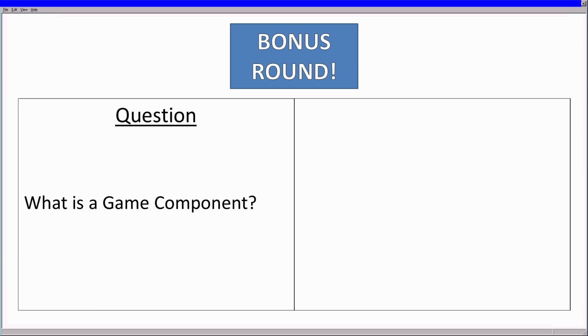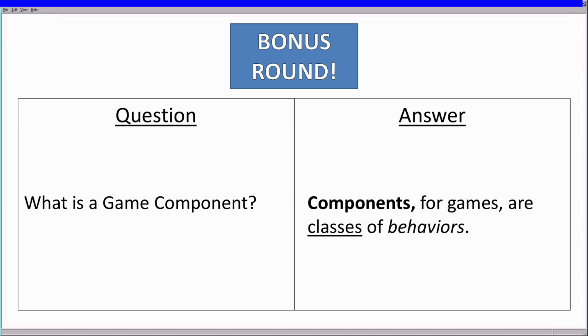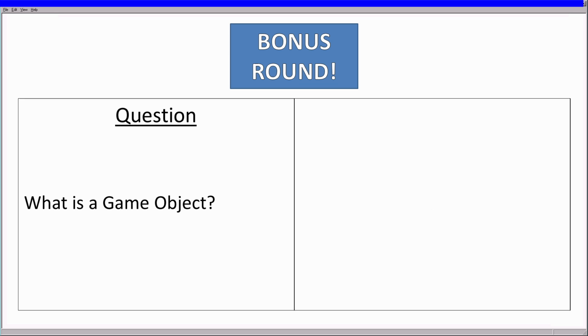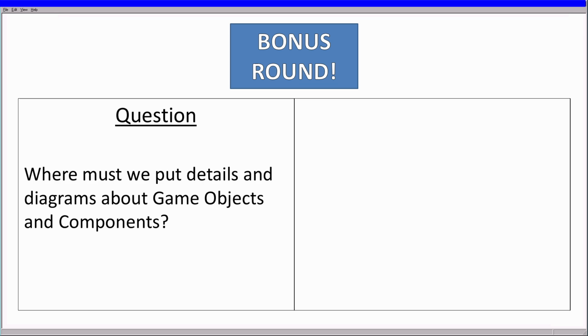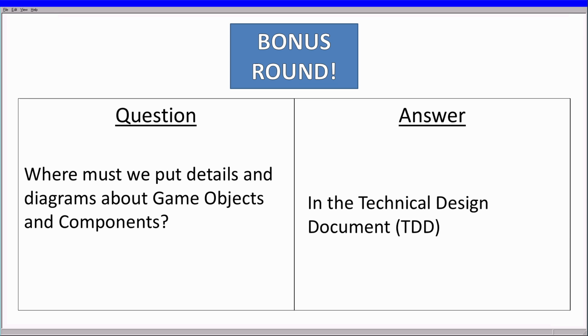What is a game component? Components for games are the classes of behaviors. What is a game object? Game objects are simple containers for components. Where must we put the details and diagrams about game objects and their components? In the technical design document.